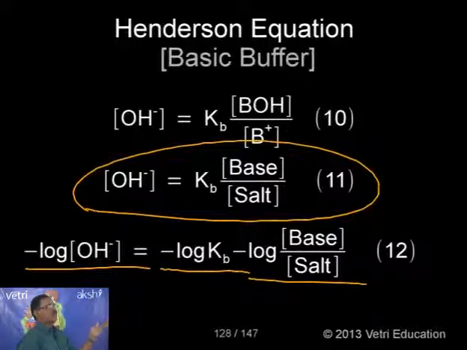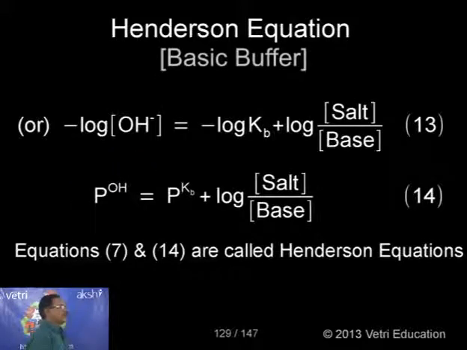Because the previous one I informed you in two steps. First I am taking logarithm, then I was multiplying by negative. So here I am showing a single step because I assume that you know the step. So simply directly I am writing: minus log OH minus is equal to minus log KB minus log base by salt. This is equation 12.